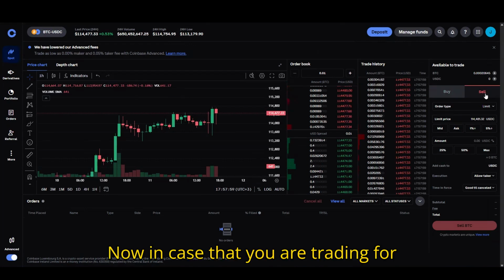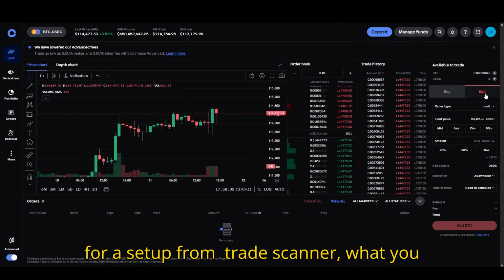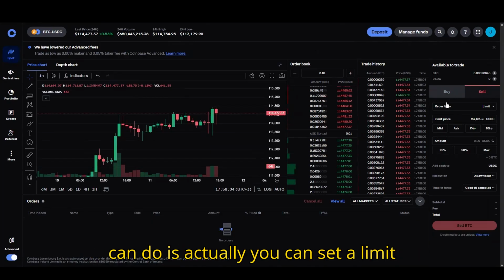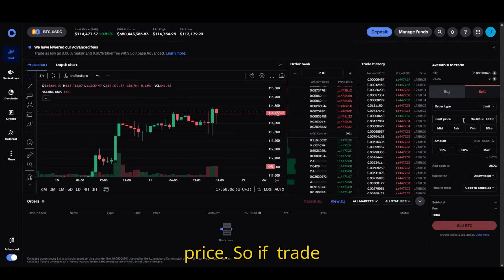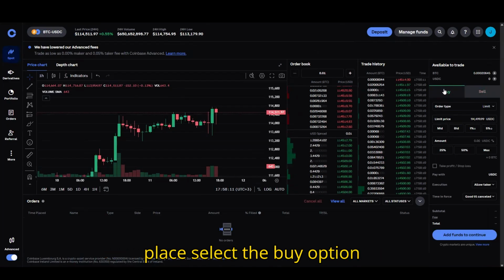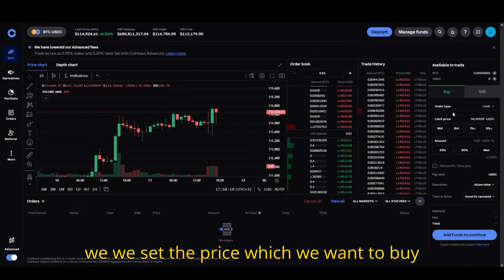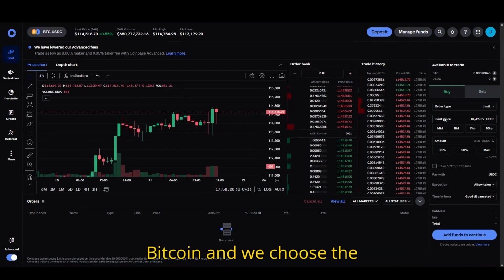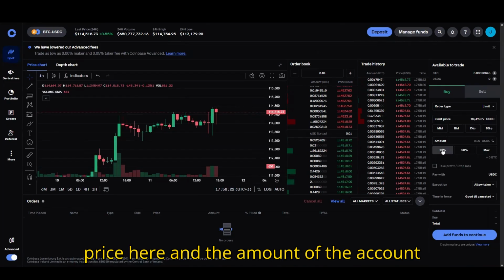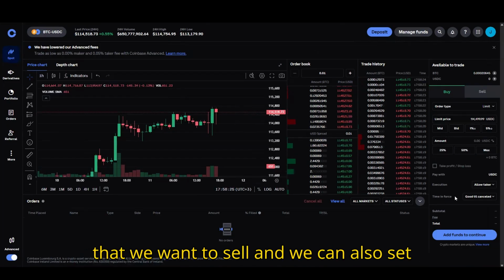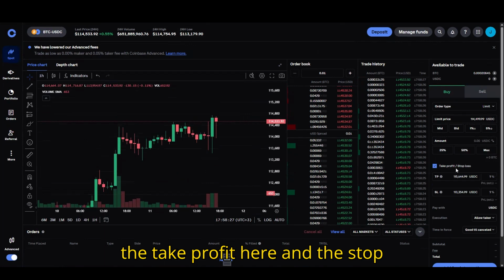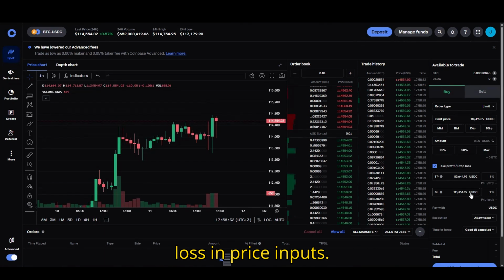Now, in case you are trading a setup from Trade Scanner, what you can do is set a limit price. So if Trade Scanner has told you to buy, you will select the buy option here. The order type will be limit. So we set the price at which we want to buy Bitcoin, and we choose the price here and the amount that we want to sell. And we can also set the take profit and the stop loss in the price inputs.